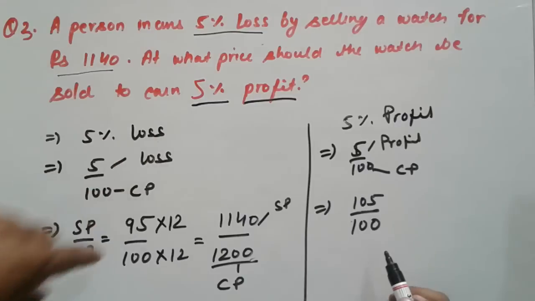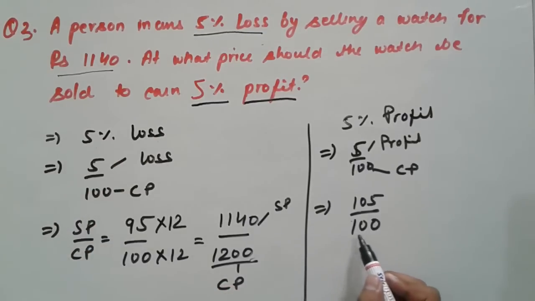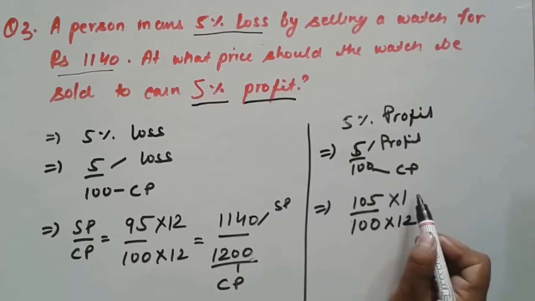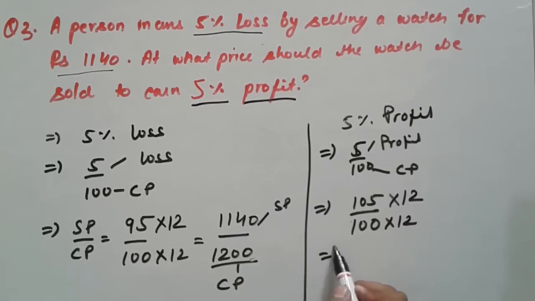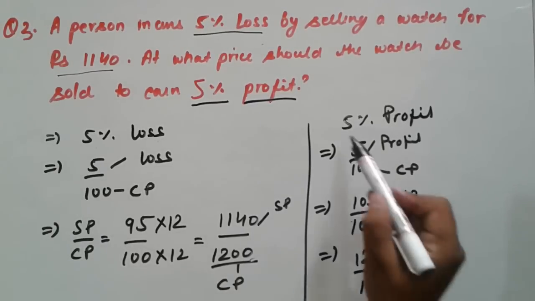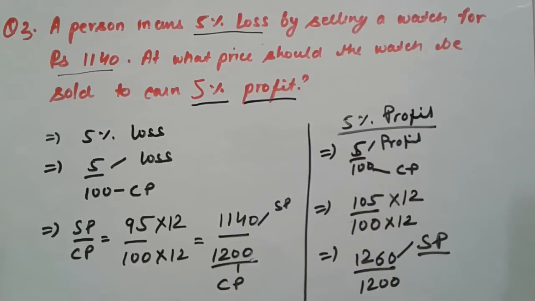But here it is given our cost price is 1200, but here the cost price is 100. So to make the cost price 1200, multiply denominator and numerator by 12. Then we will get 1260. 12 into 5 is 60, and 12 into 100 is 1200. So here is the final answer, that is the selling price when there is a profit of 5%. Okay friends, it's easy. Let's try some more problems.